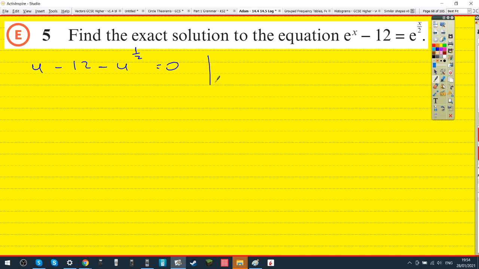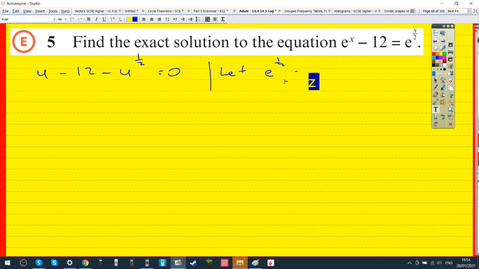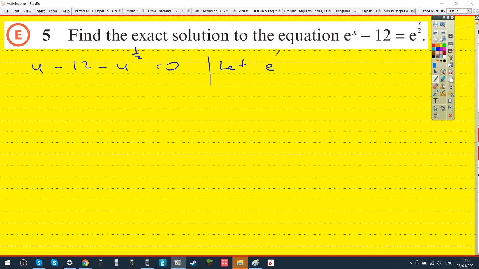The easiest way is to always make the lowest one equal to u. So let e to the half, sorry, let e to the x over 2 be equal to u. So that becomes u. That's still minus 12.